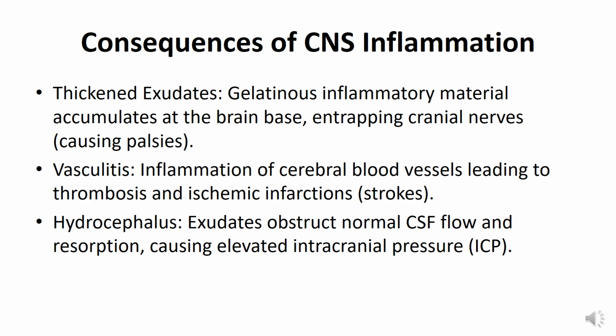Another major consequence of CNS inflammation is vasculitis. The term vasculitis simply means inflammation of blood vessels. In tuberculous meningitis, inflammatory cells can infiltrate the walls of cerebral arteries and other blood vessels supplying the brain. As inflammation progresses, the vessel walls become thickened and damaged. The lumen, or inner channel of the vessel, may become narrowed. In some cases, blood clots form within these vessels. This process is known as thrombosis.